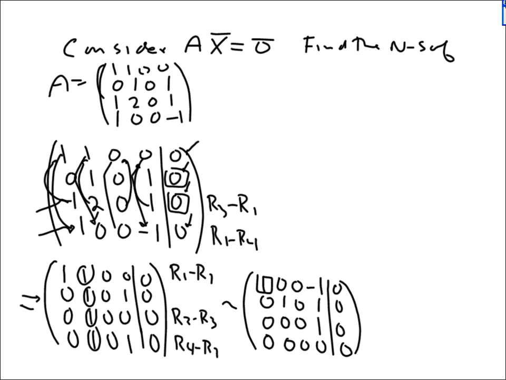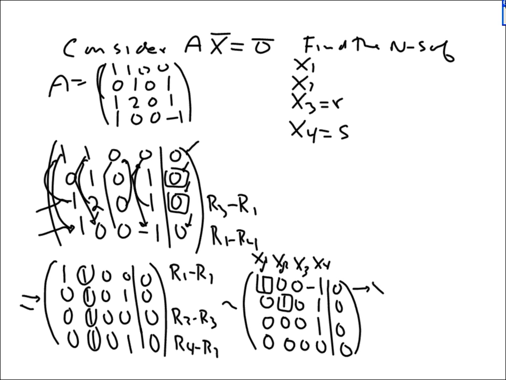This is a leading one, and this is a leading one. So column 1 has a leading 1, column 2 has a leading 1, column 3 does not, and column 4 does not. We'll call the columns x1, x2, x3, and x4. So x3 is arbitrary, call it R, and x4 is some other arbitrary number. So the question is, what's x2 and x1?